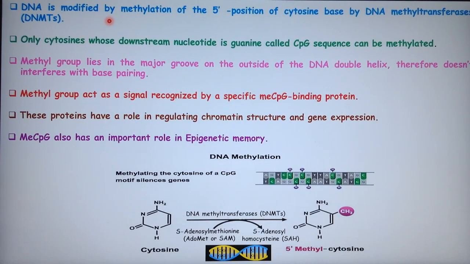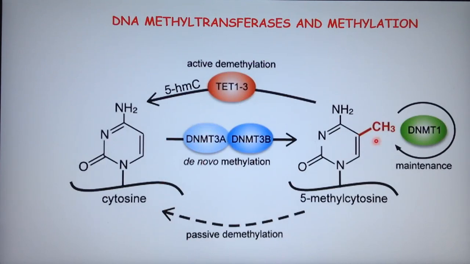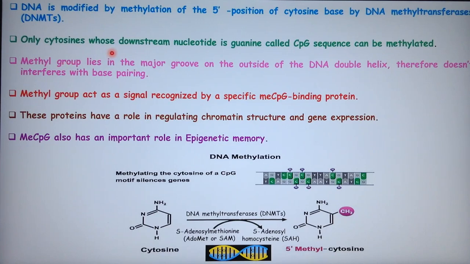So DNA is modified by methylation of the 5' position of the cytosine base by DNA methyltransferases, as we saw here. At the 5th position, the methyl group is added to the cytosine residue. Only cytosines whose downstream nucleotide is guanine, so we have the CpG sequence. The CpG sequence can be methylated. We can see here there are a lot of CpG sequences which have the methyl residues.